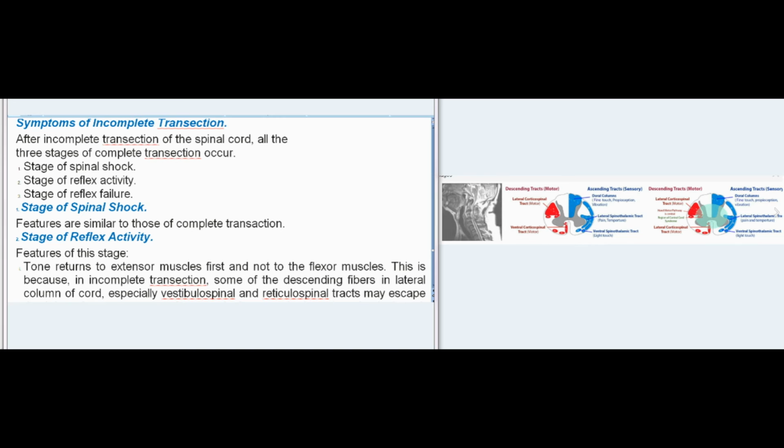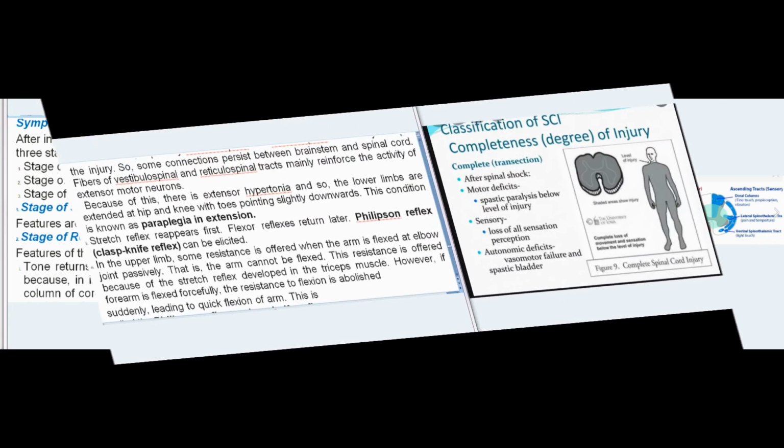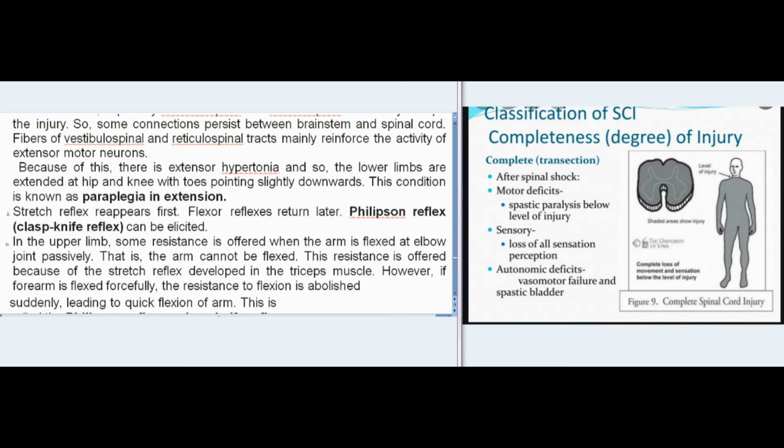Stage of reflex activity. Features of this stage: tone returns to extensor muscles first and not to the flexor muscles. This is because, in incomplete transection, some of the descending fibers in lateral column of cord, especially vestibulospinal and reticulospinal tracts, may escape the injury. So, some connections persist between brainstem and spinal cord.